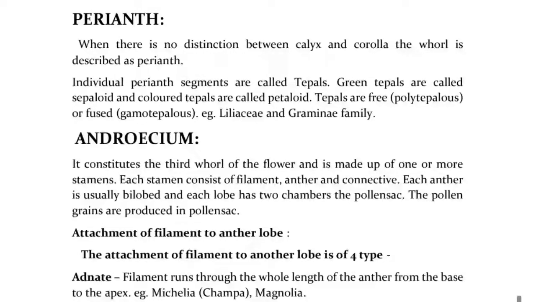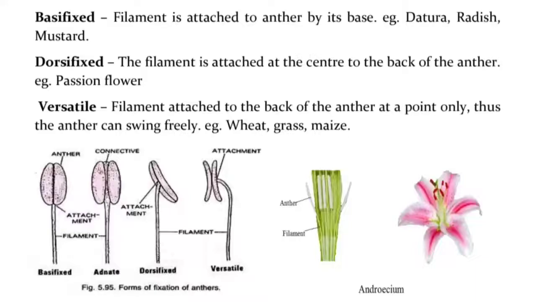Attachment of filament to anther lobe. The attachment of filament to anther lobe is of 4 types. Adnate: the filament runs through the whole length of the anther from the base to the apex, e.g. Michelia, champa, magnolia. Basifixed: the filament is attached to the anther by its base, e.g. datura, radish, mustard. Dorsifixed: the filament is attached at the center to the back of the anther, e.g. passion flower. Versatile: the filament is attached to the back of the anther at a point only, thus the anther can swing freely, e.g. wheat, grass, maize.